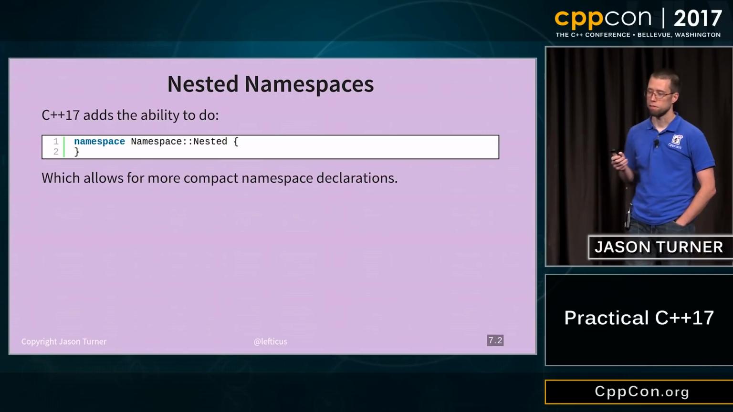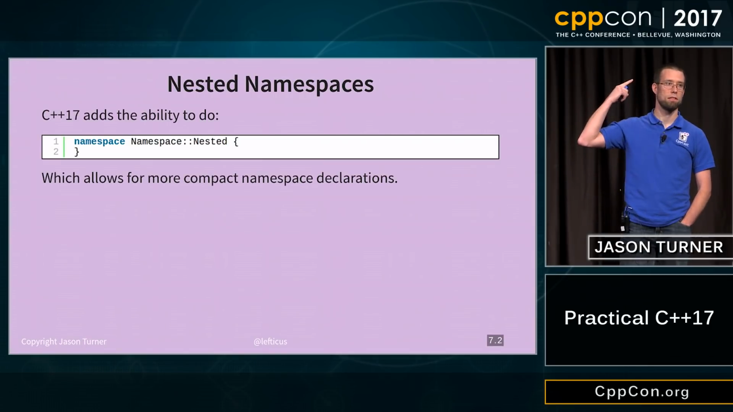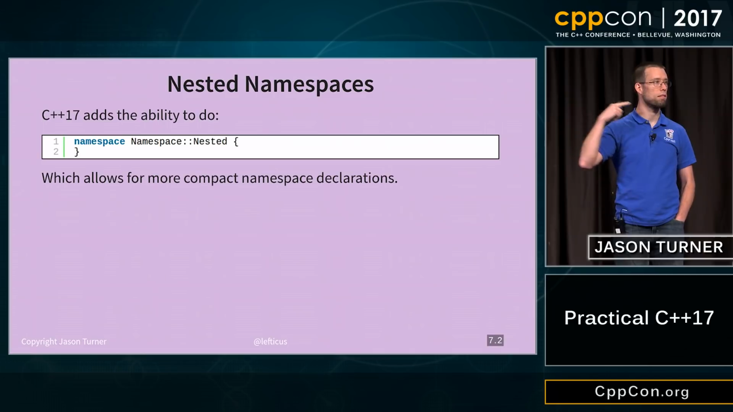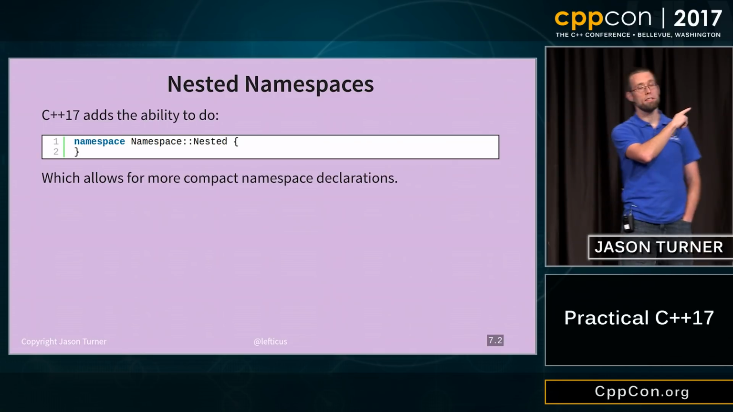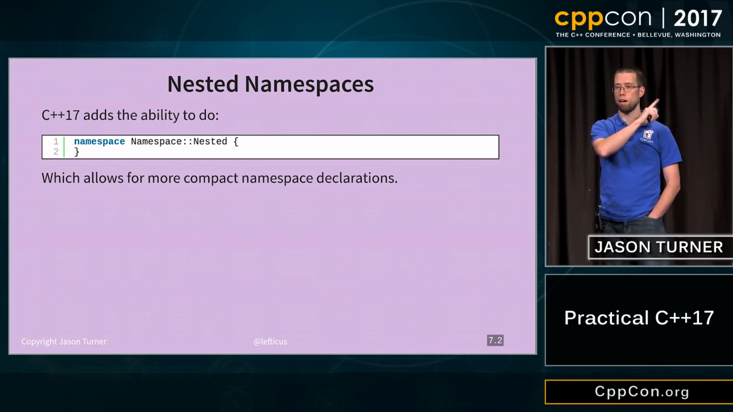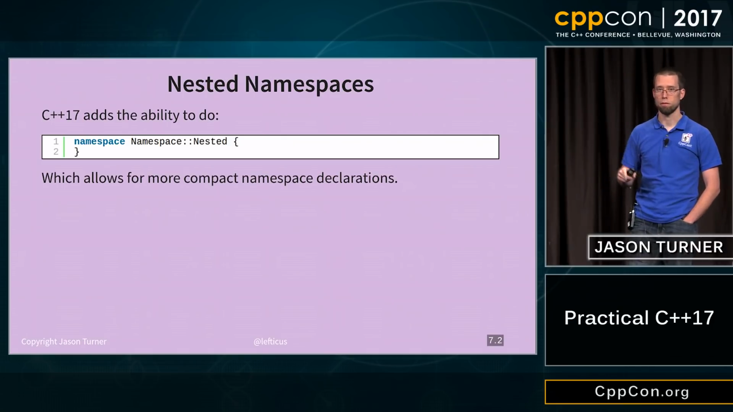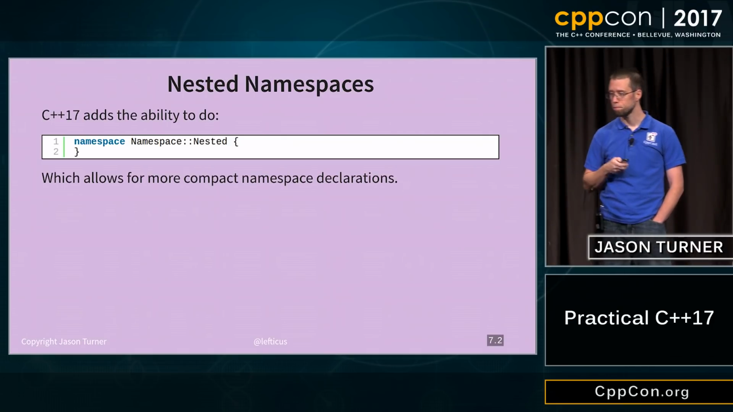Nested namespaces. In C++17, we can now do this. I love this. So if you have a reason to have multiple namespaces, you don't have to have an open, open, open, open, whatever. We'll get to what effect that had.